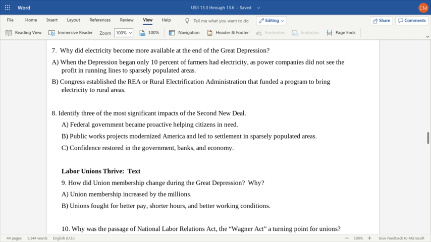Three important results or impacts of the Second New Deal, for number 8. The federal government became more proactive, and you would say it's reasonably proactive today in helping citizens in need. Public works projects helped to modernize America, not only building roadways, eventually airports and other things to help out across the country.